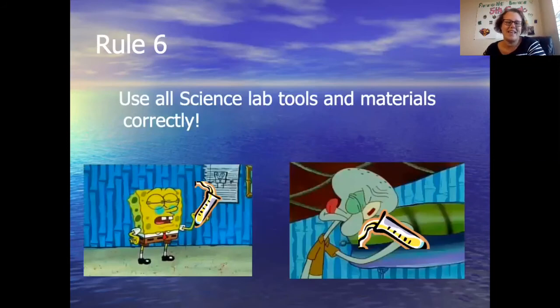Rule number 6, use all science lab tools and materials correctly. It's a good rule. Now we see SpongeBob and Squidward are not using the tools correctly. SpongeBob is closing his eyes and he's shaking around the test tube, and he's losing some of the liquid. And Squidward is pouring it out and looking inside. That's just not a good idea. Bad choices, guys.